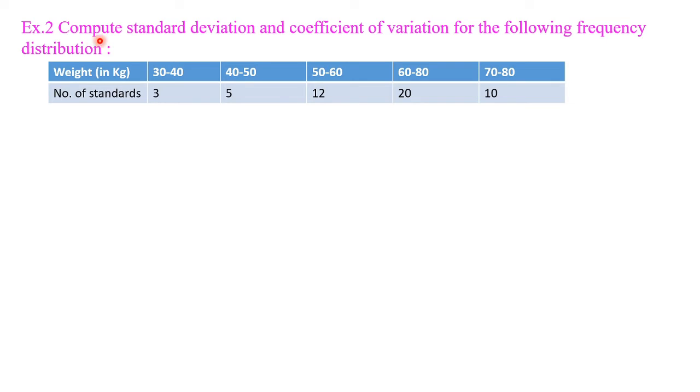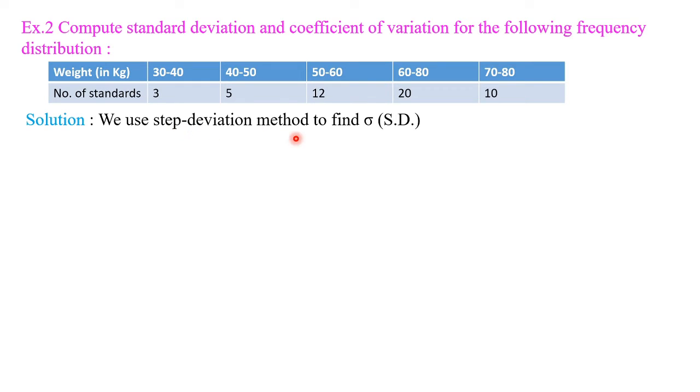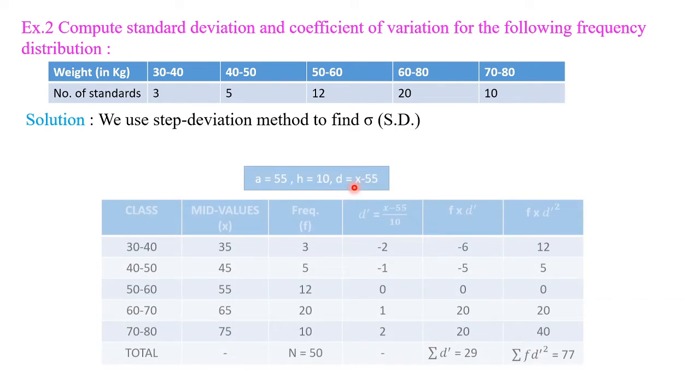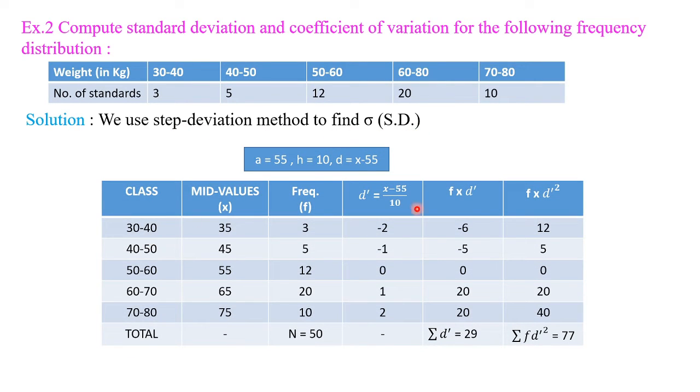Example number 2. Compute standard deviation and coefficient of variation for the following frequency distribution, and the given table is this. So we get a solution. We use step deviation method to find standard deviation, and you prepare this table. The first column is class, second column is mid value. We have to find mid value is upper limit plus lower limit divided by 2, that is 30 plus 40 is equal to 70. 70 divided by 2 is equal to 35.